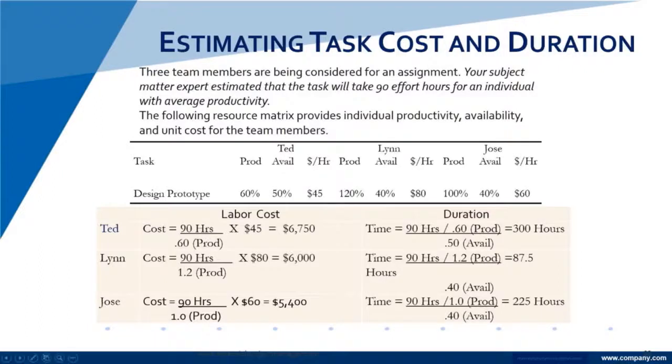Now, are we to assume moving forward that the predictions of productivity that we noted, 60% for Ted, 120% for Lynn, 100% for Jose, are going to hold? Are we going to assume that their availability of 50%, 40%, and 40% for the time period we've told them will hold? What if those factors don't? Now you're facing exactly what we deal with every day in project management. We make estimates on our best guess, our best available information.